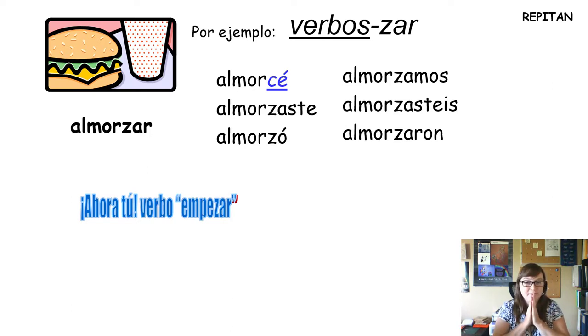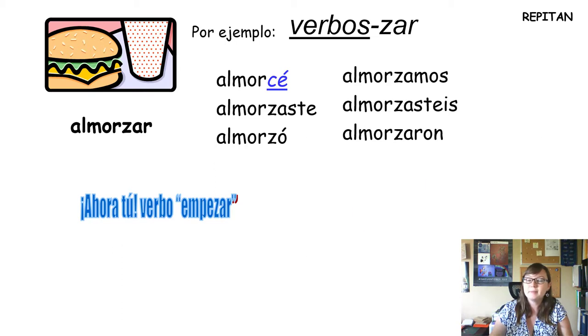Nosotros. Él. Tú. Ellos. Vosotros. Ella. How did you do? Did you get them right? How do we spell that first one?